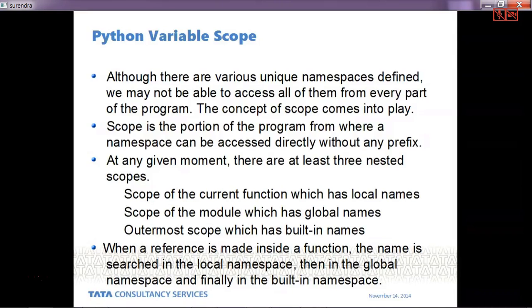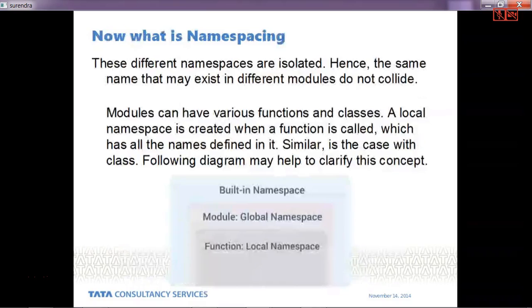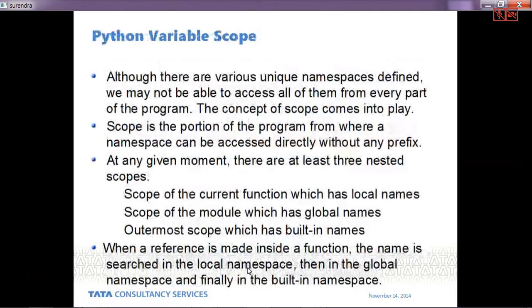Scope is the portion of the program from where a namespace can be accessed directly without any prefix. At any given moment, there are at least 3 nested scopes. The first is the scope of the current function, which has the local namespace. The second is the scope of the module, which has the global namespace. And the third is the outermost scope, which has the built-in namespace.